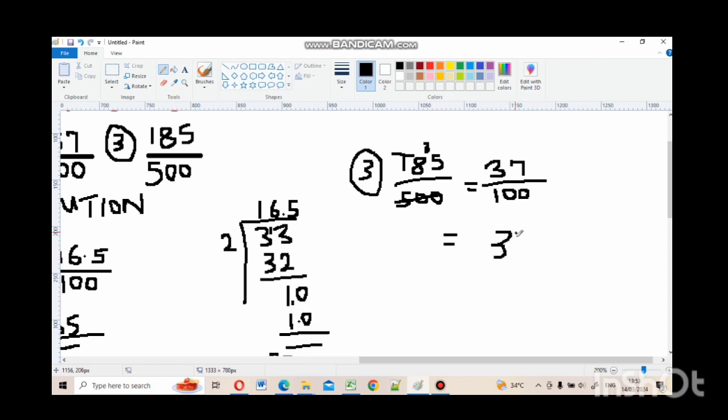37 hundredths. 2 zeros. We count 1, 2. So we have our decimal point here and 0 here. You can see how simple that is. Now we have converted these fractions to decimals easily.